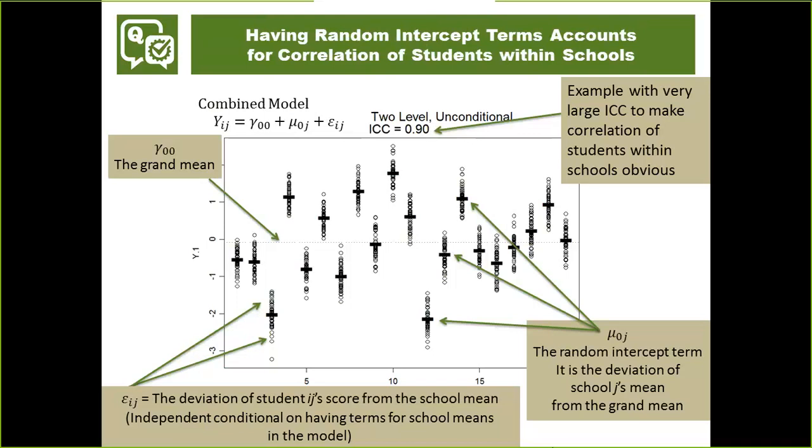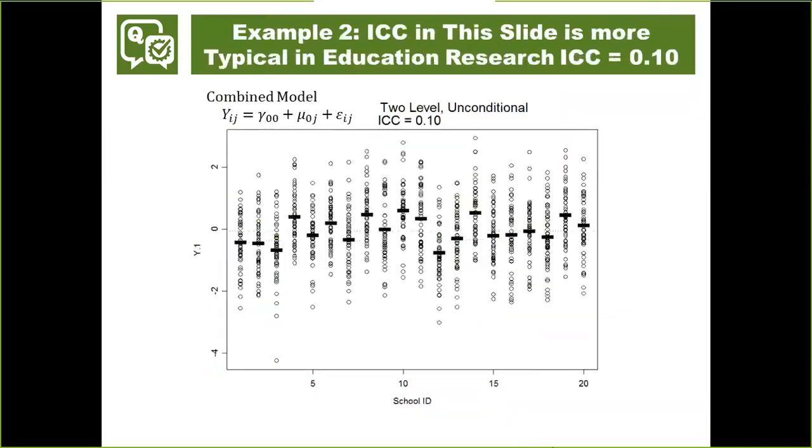You can see in this example with a very high intraclass correlation how similar the students are within the schools. In this slide, the ICC at 0.10 is actually more typical of what you see in education interventions, but you can still see the correlation of individuals within the schools.